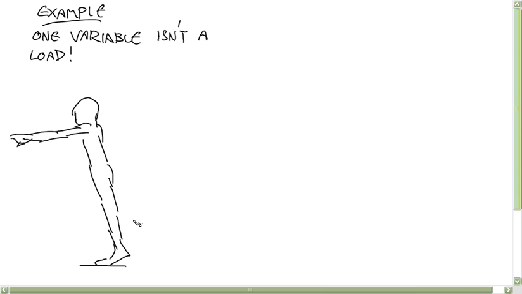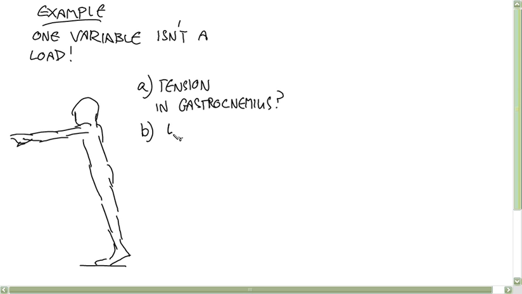So I want to calculate two things. I want to calculate the tension in, I'll say all the calf muscles are one of the two calf muscle groups, the gastrocnemius. And then I also want to calculate what's the force at the ankle joint.